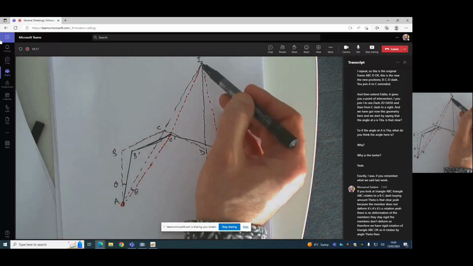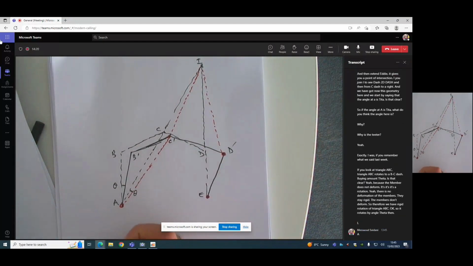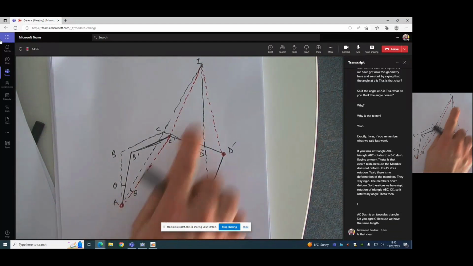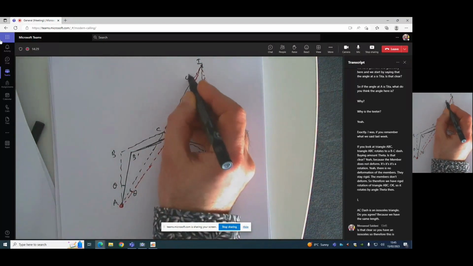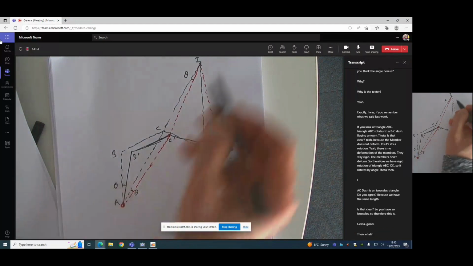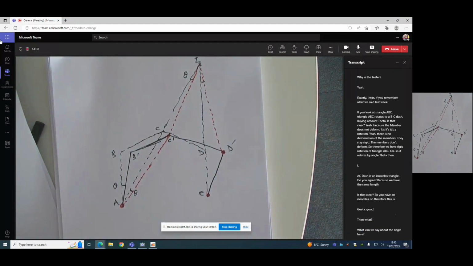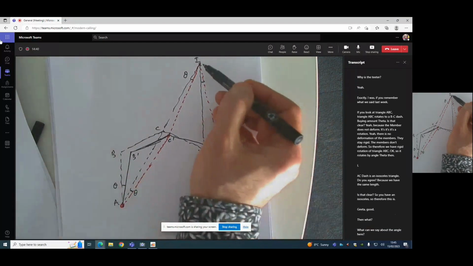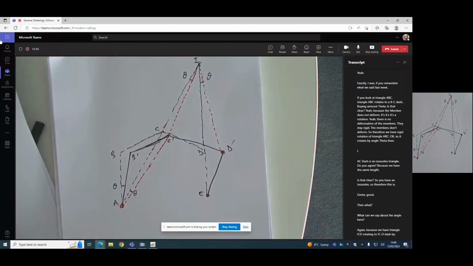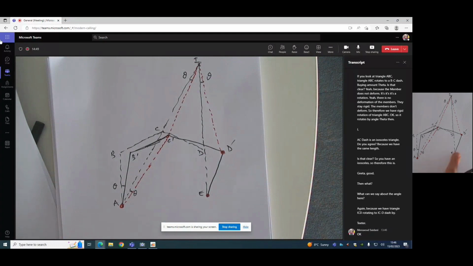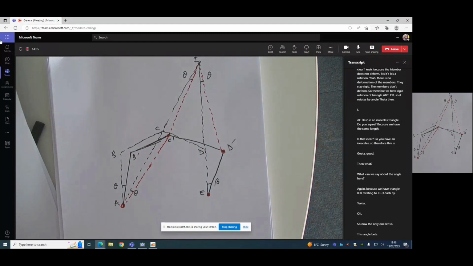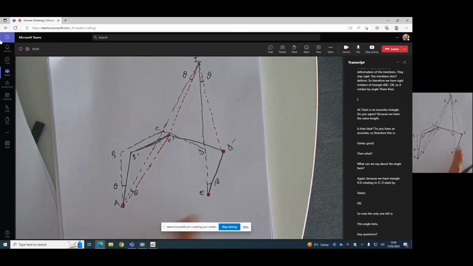Then IAC dash is an isosceles triangle. Do you agree? Because we have the same length. Is that clear? So you have an isosceles triangle. So therefore, this is theta. Good. Then what? What can we say about the angle here? Again, because we have triangle ICD rotating to IC dash D dash by theta. Okay? So now the only one left is this angle beta. Any questions? So how do we find beta?